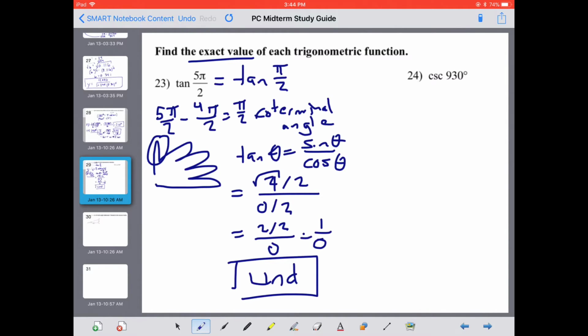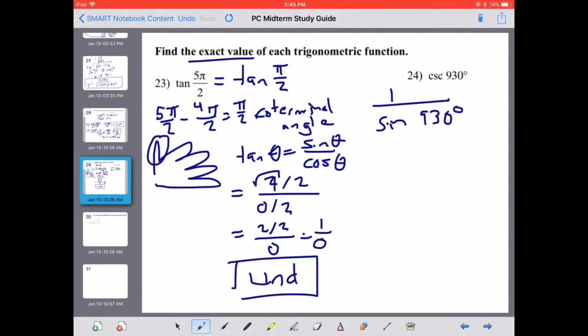All right. For 24, we have to find the cosecant of 930. First, let's just talk about what cosecant is. That's one of our reciprocal trig functions. So cosecant matches up with sine. So we're trying to find sine of 930.